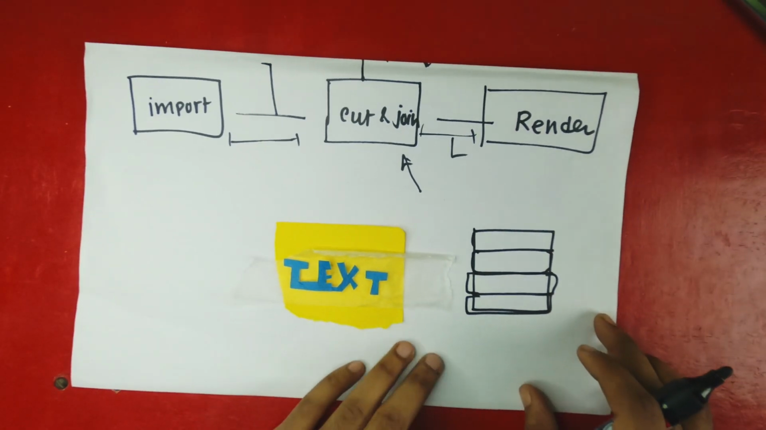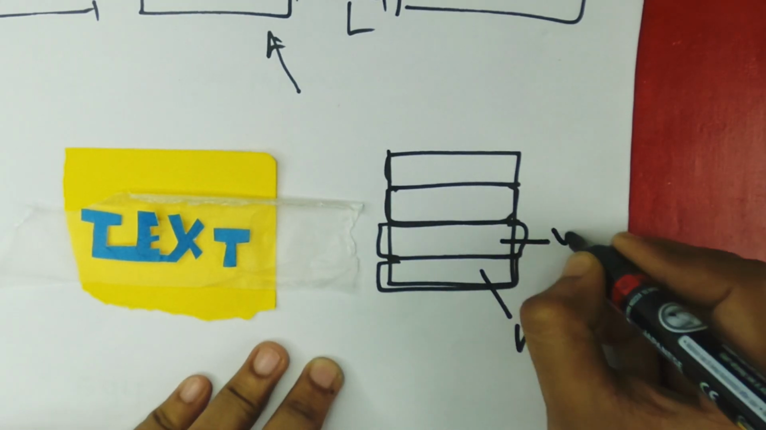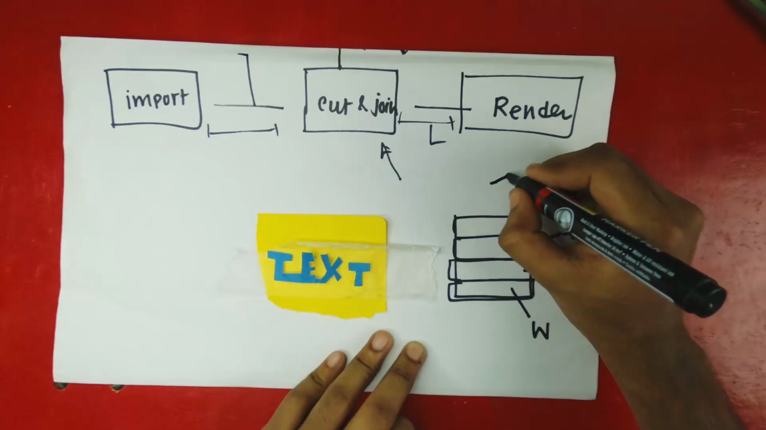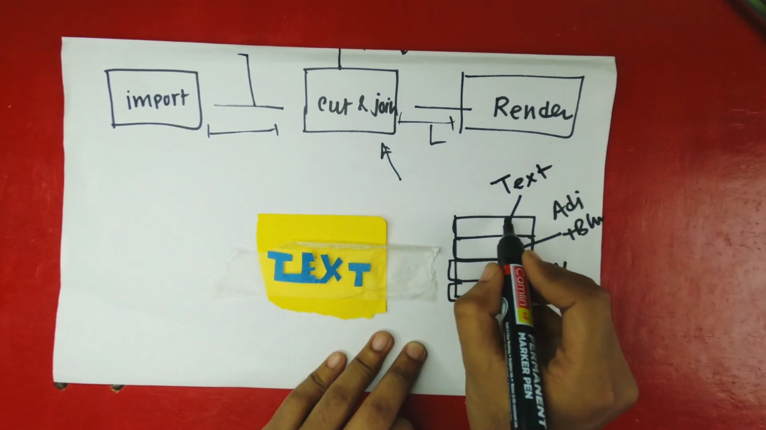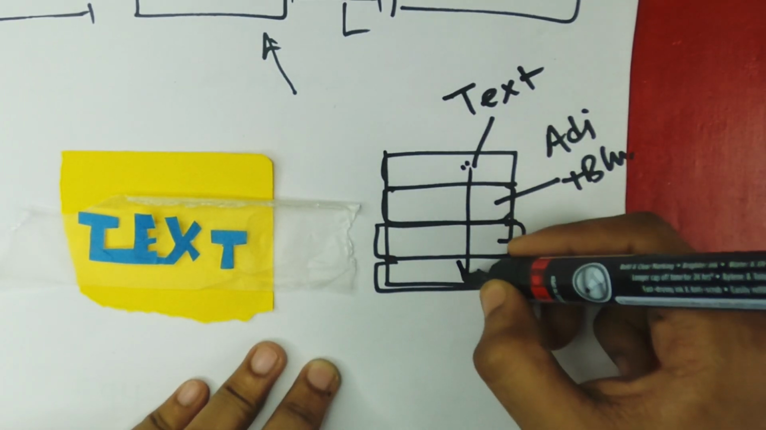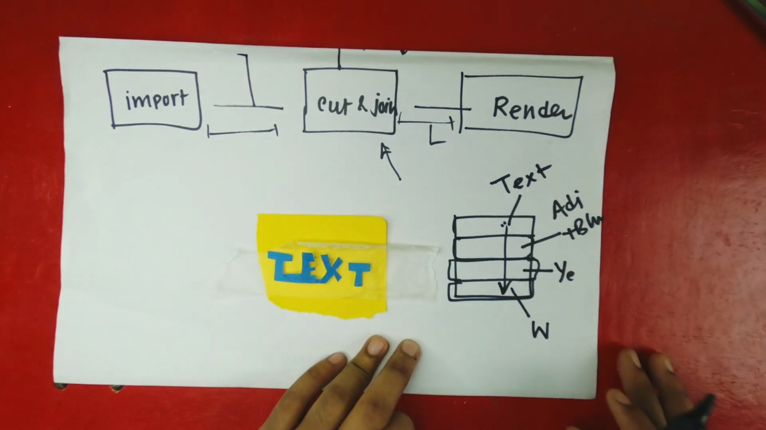Okay, so that's how the layering works. The bottom one was this white one, the yellow thing above it, an adjustment layer with some blur, then the text layer. So basically the text is shadowing everything under it. So that's the basic layering concept.